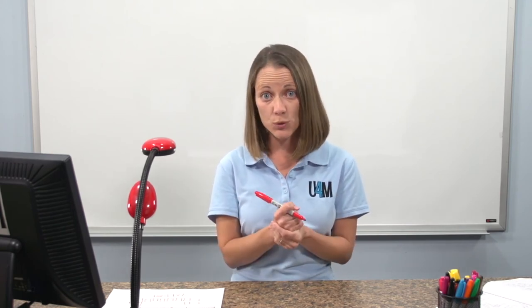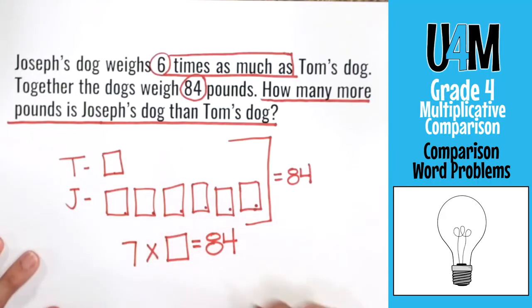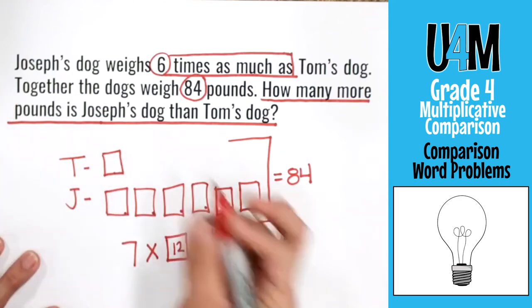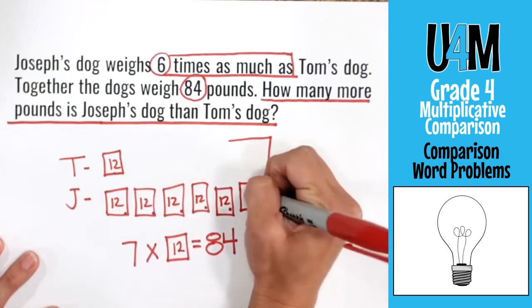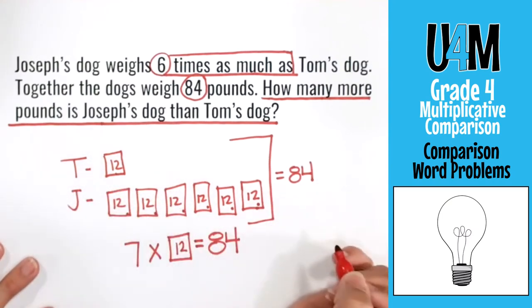Now we have to figure out what that box is. If students have a good understanding of their multiplication skills, they could say 7 times 12 is 84. Or you could do division and do 84 divided by 7 and find out that answer is 12. So now that we know that 7 times 12 is 84, we're going to put 12 in all of these boxes. 12, 12, 12, 12, 12, 12, 12. Some students get confused and want to just say the answer is 12, but it's not the case. We got more steps to solving this problem and finding out how much more the one dog weighs than the other. So let's look and find out how much each dog weighs.